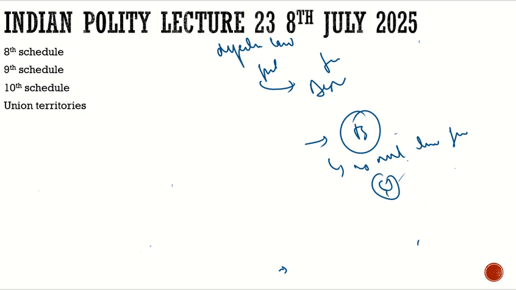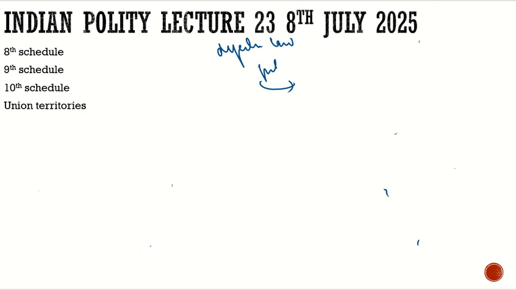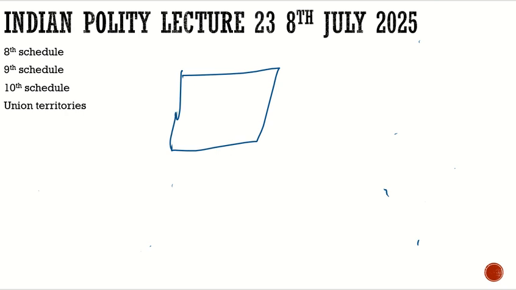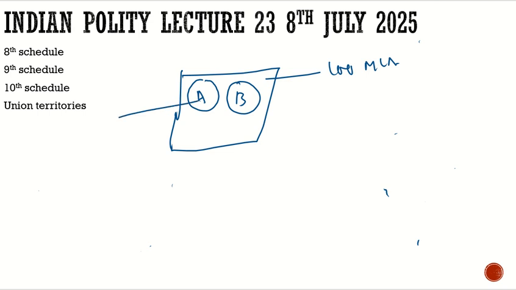Now, what were the different loopholes they tried to find within these laws? Suppose there is a political party, and there are two legislative assemblies, A and B. Earlier, for this legislative assembly, a majority is 100 MLAs. A has got 55, B has got 45.